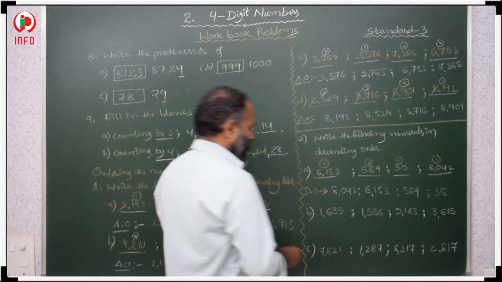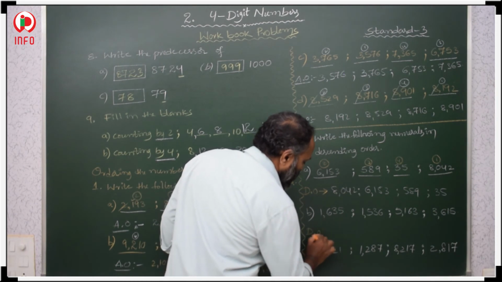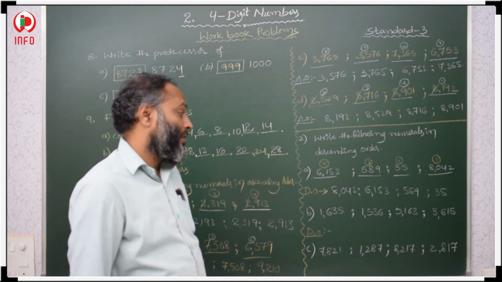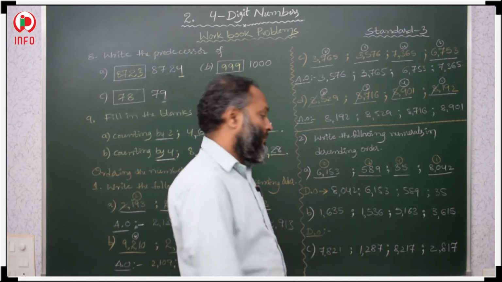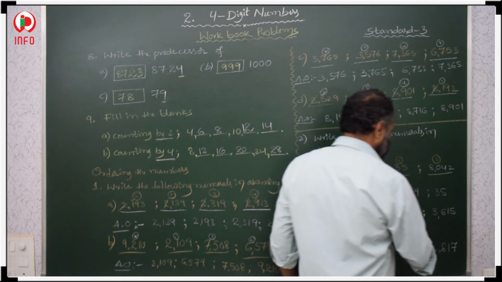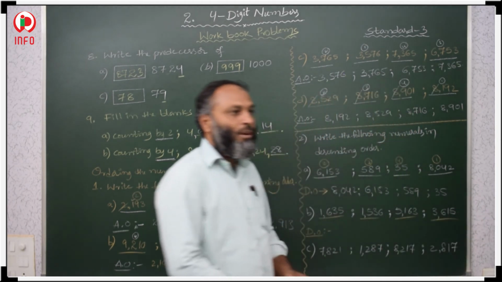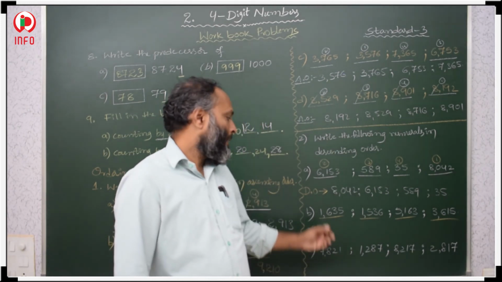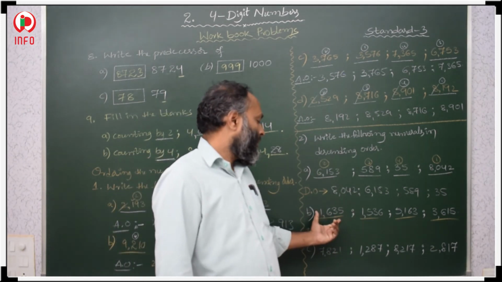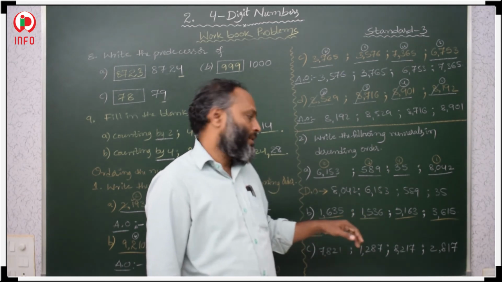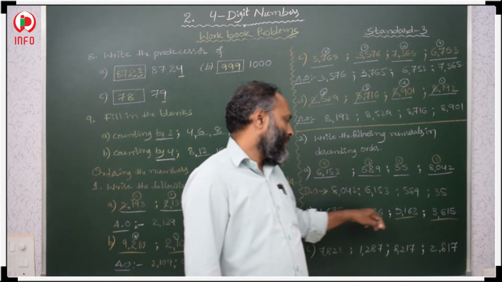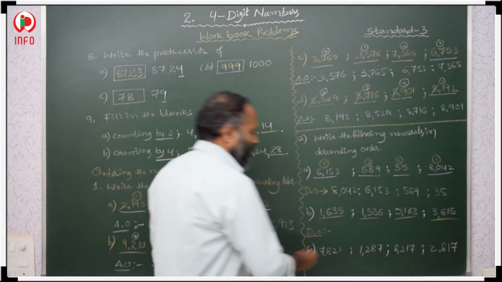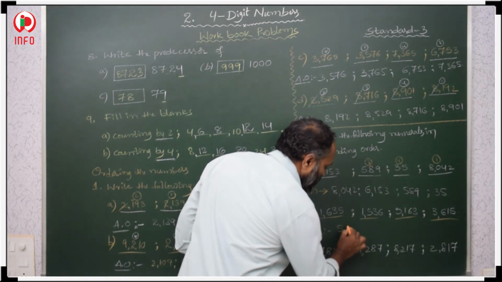Now descending order again. One more question; 2 more questions are there. So in descending order, how to compare? First we have to take the bigger one. 1, 2, 3, 4. In this, all 4 are 4-digit numbers. We start the comparison from the thousands place. In the thousands place 1 is there, 1 is there, 5 is there, 3 is there. 5 is bigger, so that bigger number we have to take first.